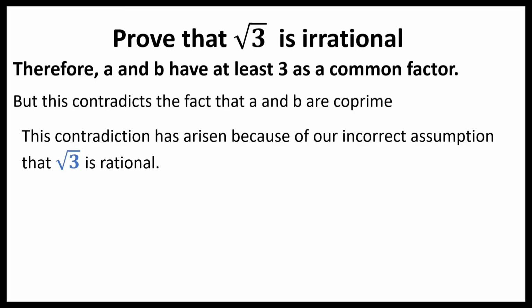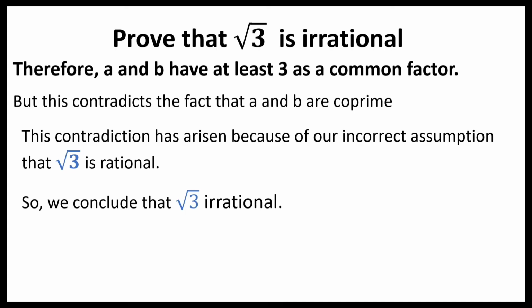This contradiction has arisen because of our incorrect assumption that square root of 3 is rational. So we conclude that square root of 3 is irrational, hence proved.